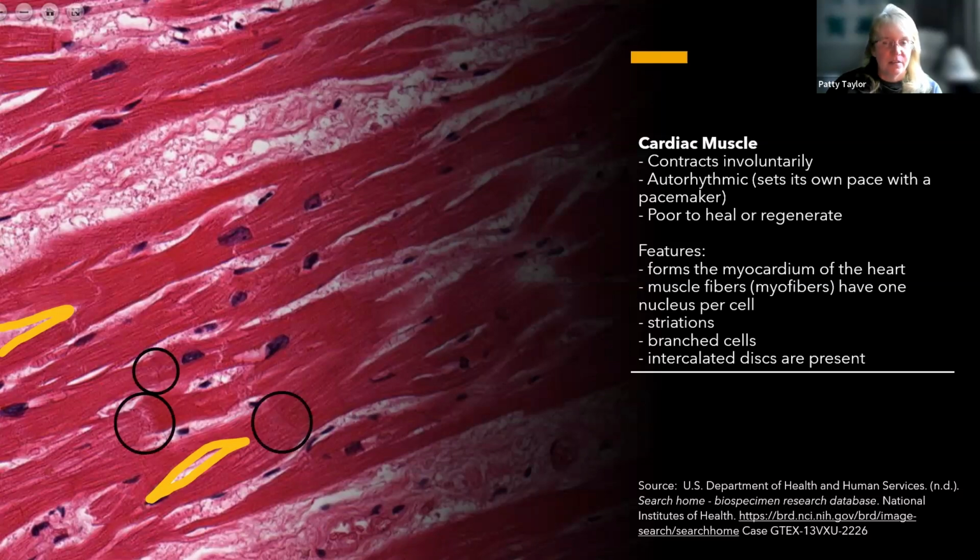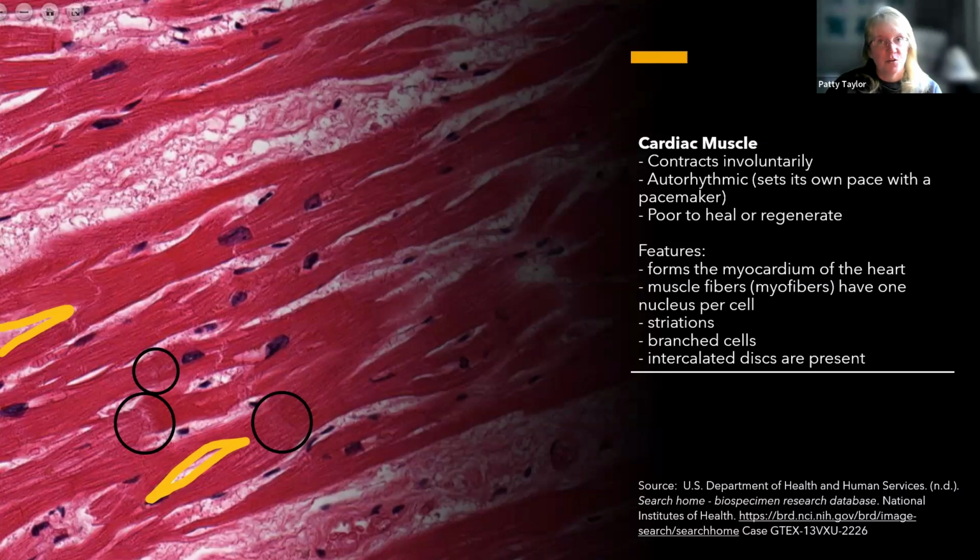Also, intercalated discs are common in this tissue type. Again, it's about getting the muscle cells to contract together simultaneously as a unit. In this picture, they're a little hard to see. They look like these little broken lines between the cells.